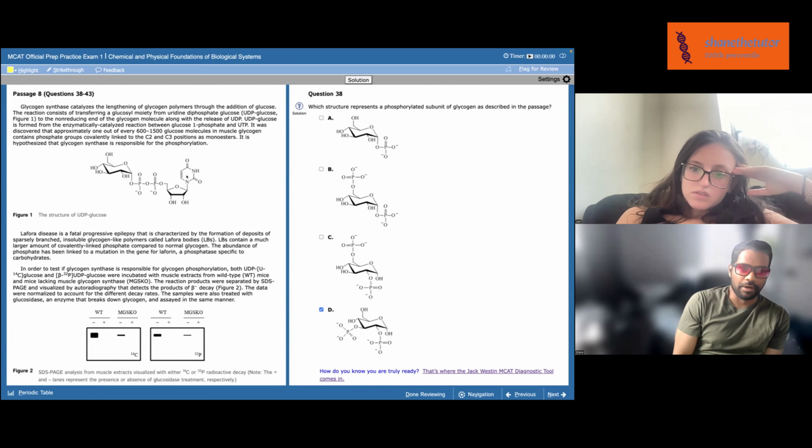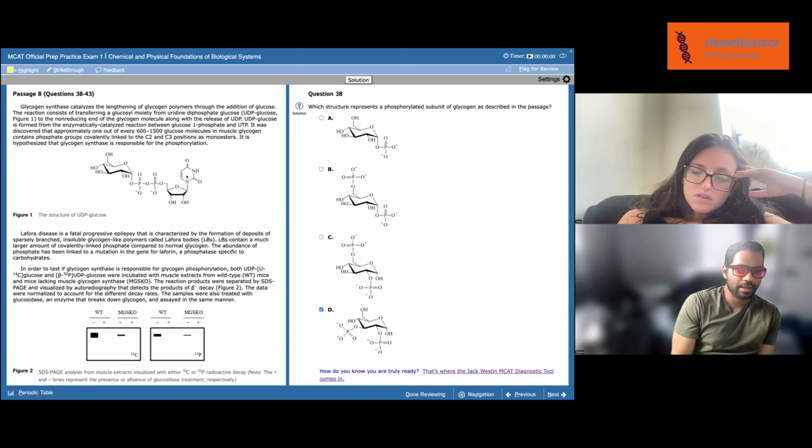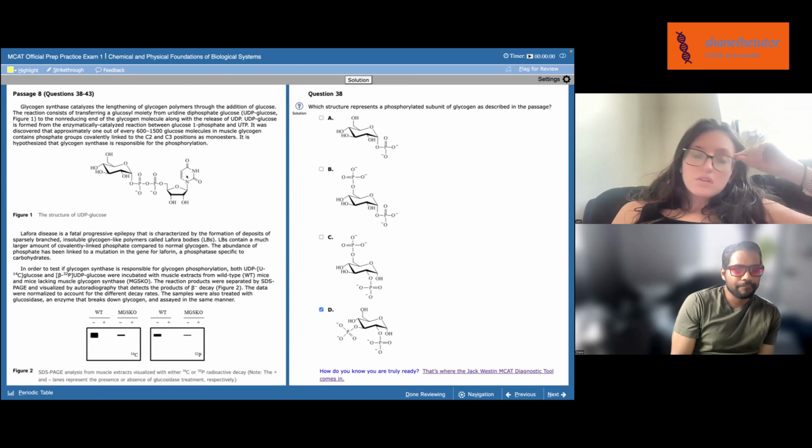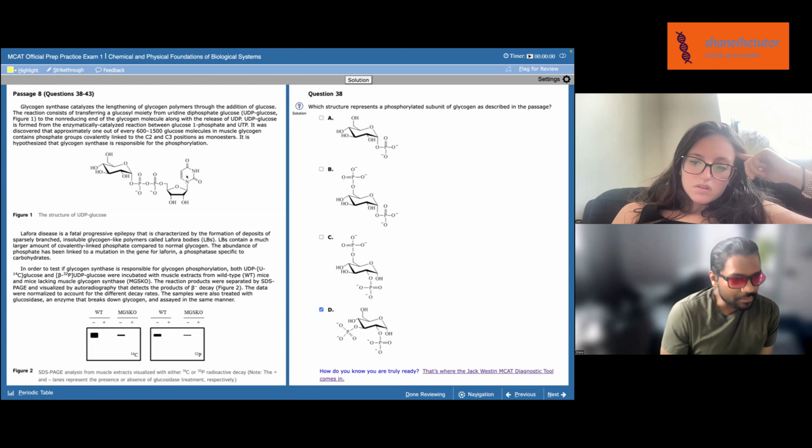which is the polysaccharide form of glucose in our bodies. And they're saying that it adds to this non-reducing end. And remember, that would be the acetal or the ketal. And then it happens with glucose 1-phosphate.